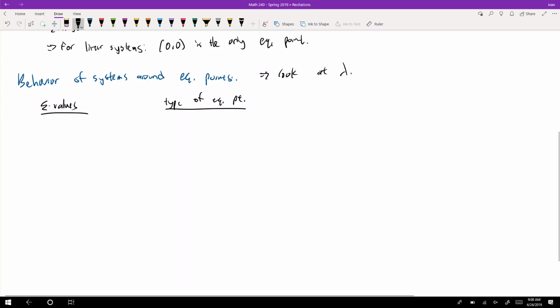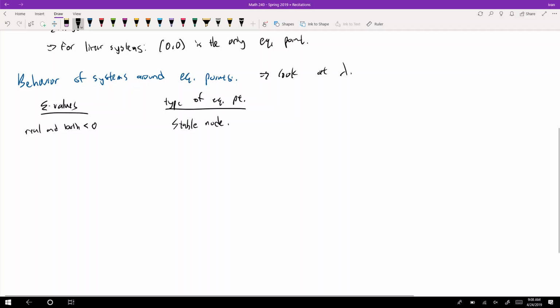So what do we have? For eigenvalues, what cases can we have? We can have real and both greater than 0, or let's do less than 0: real and both less than 0. So what kind of equilibrium point do we have if we have two real eigenvalues and both are less than 0? We're going to get a stable node.